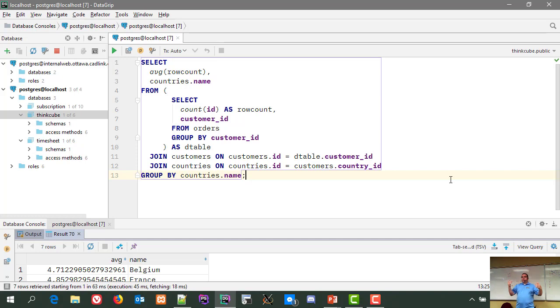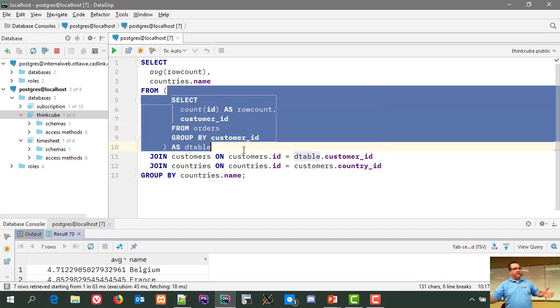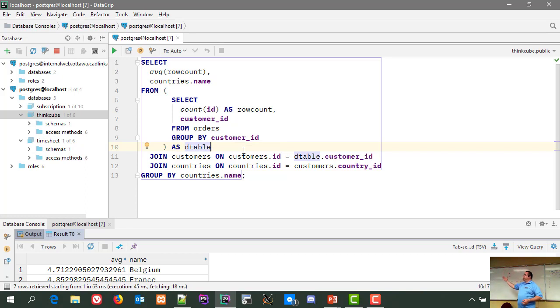Now, what it's doing is the first thing it's going to do, it's going to resolve the parentheses. And what it's going to do, it's going to resolve this subquery and create a bin in memory called dtable with two columns. Great. I'm going to calculate the average of this column. Fantastic. That was what I did the first time. However, I want to know, broken down by country. Therefore, dtable also has a customer ID because I'm returning that as part of the query. I'm able to join customers to the derived table because the derived table has the customer ID, and I can join to customers ID. There's the first join. How do you join countries? You join the countries to customer via the country ID.